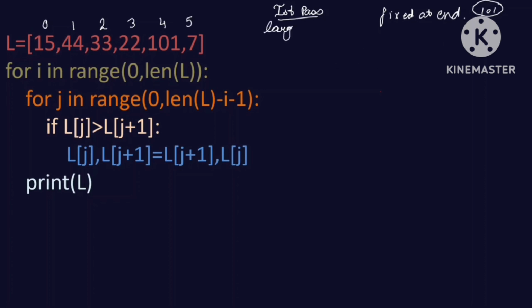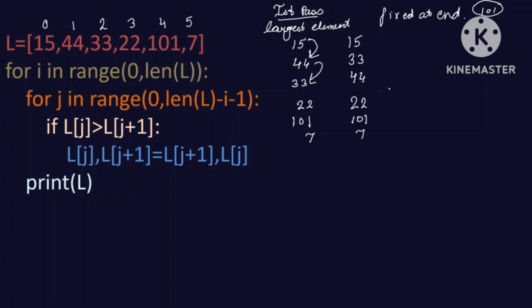The output will be, let us see how the comparison is going to happen. 15, 44, 33, 22, 101, 7. Write the numbers as they are. Then compare. Is 15 greater than 44? No. Then compare the next element. Is 44 greater than 33? True. So 15, 33, 44, 22, 101, 7.